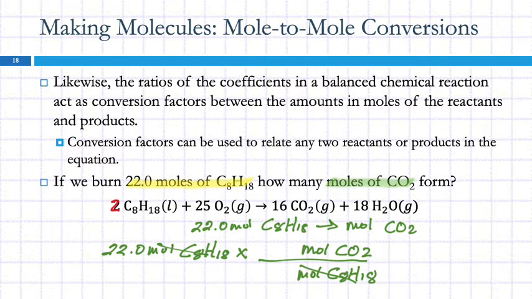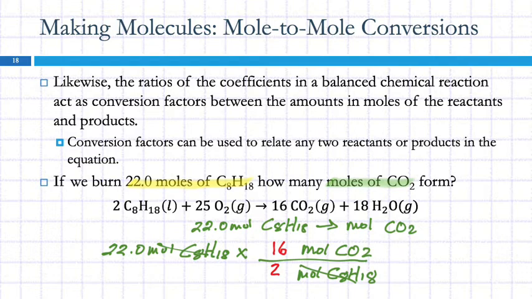So there's 2 moles of C8H18 for every 16 moles of CO2. So I'm literally just taking that number. 2 is for the C8H18, so I'm going to put that down there. And the 16 goes up there. It's just as simple as the pizzas, except we're talking about octane and CO2.